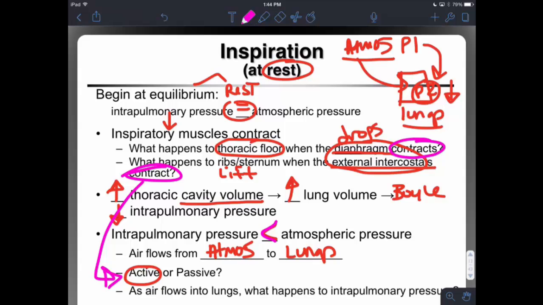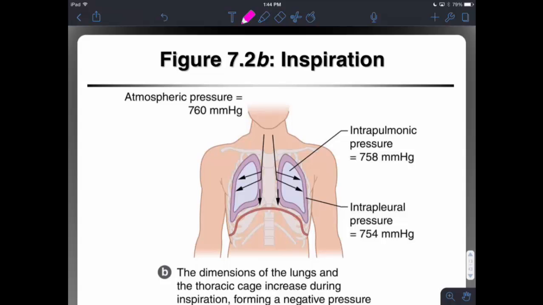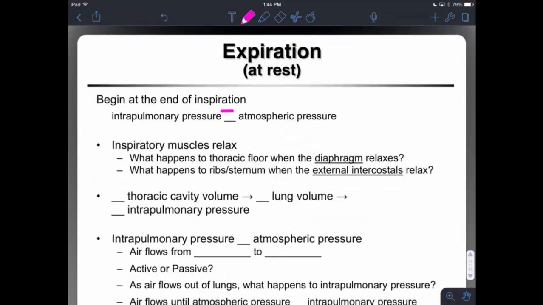Now, as atmospheric pressure is greater than pulmonary pressure, the air is going to flow into the lungs from the atmosphere, and as air is flowing into the lungs, the pressure in the lungs is going to rise. So when enough air comes in, we're going to be back to where we started, back to equilibrium. As air flows into the lungs, pulmonary pressure rises, and eventually the intrapulmonary pressure and the atmospheric pressure will again be equal.